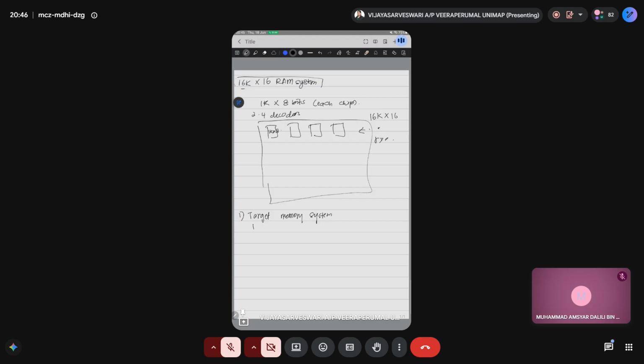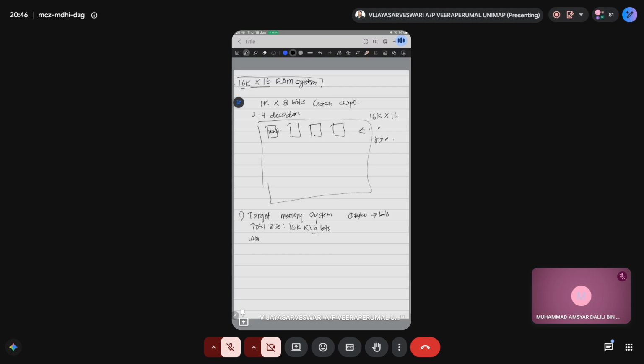We know that our total size is 16K times 16 bits. This should be bits. So we already have 16 bits, and we have to change the 16K byte into bits. The first thing is to change everything from byte to bits. So the total size is 16K times 16 bits.